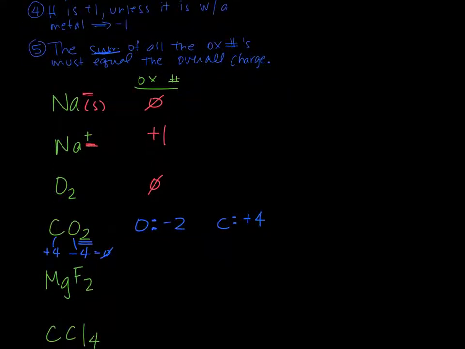All right, next we have magnesium fluoride, and the second rule says that fluorine is always -1, so fluorine is going to be -1, right? And then if fluorine's -1 and we've got 2 of them, then that means that's -2. And again, there's no charge on this compound. It's 0 up here, so that means that magnesium has to be +2 in order to get 0.